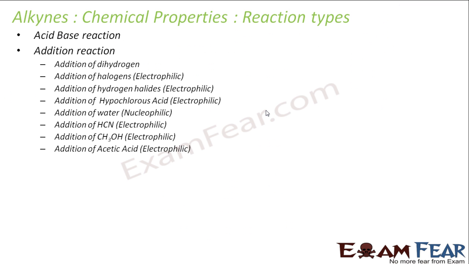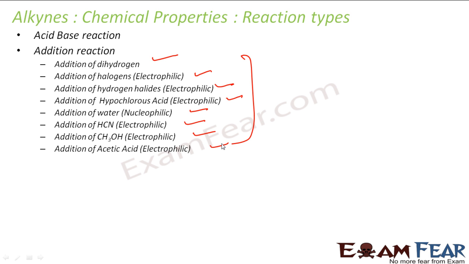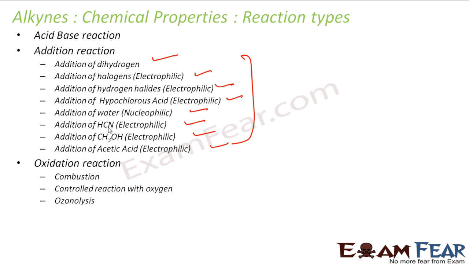So we'll talk about the reactions. We'll talk about acid-base reaction. We'll talk about addition reaction. In addition, we'll talk about addition of dihydrogen, halogens, hydrogen halides, hypochlorous acid, water, HCN, CH3OH, and acetic acid. Because we said this is generally electrophilic addition. If you see, most of them are electrophilic addition. And then we'll talk about the oxidation reaction. We'll talk about combustion, controlled reaction with oxygen, and ozonolysis. And we'll talk about polymerization, cyclic polymerization and linear polymerization.